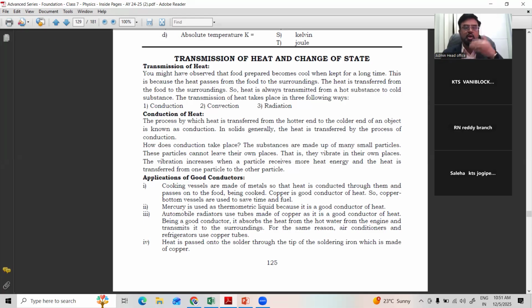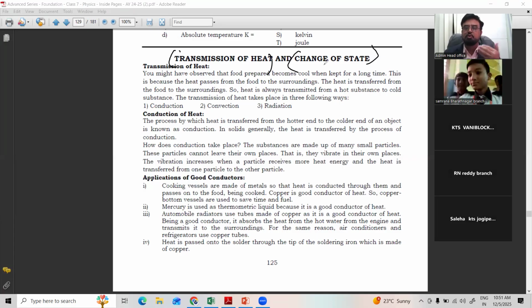To study more about heat, the first part is transmission of heat, and the second one is change of state. Change of state doesn't mean Telangana to Andhra, Andhra to Odisha, West Bengal. State is nothing but the state of matter, changing from solid to liquid, liquid to gases. First we'll discuss transmission, then we'll go for the change of state.